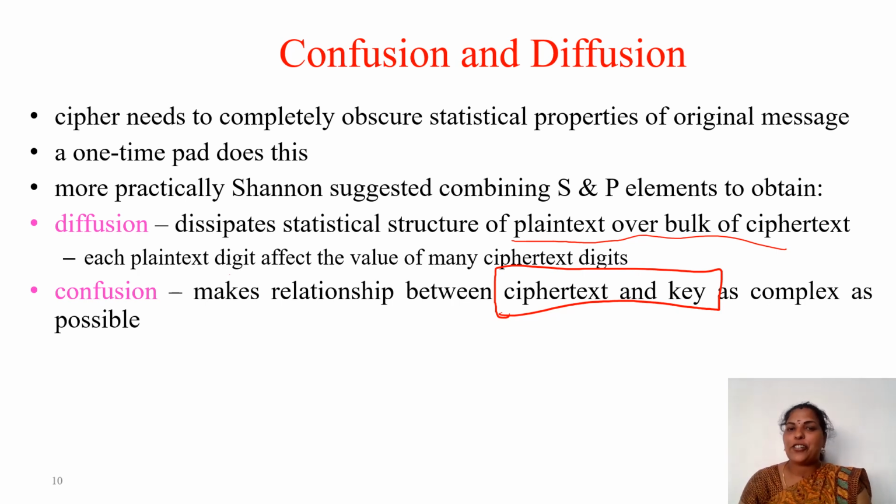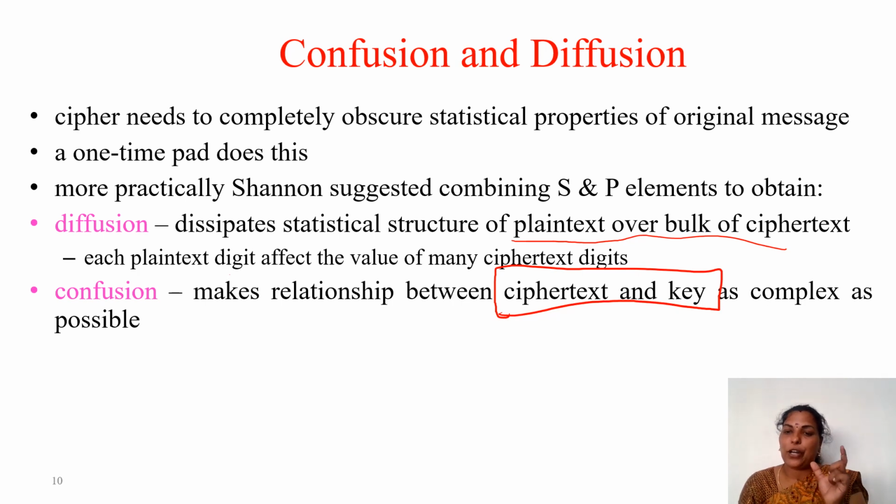So the cipher needs to completely obscure the statistical properties of the original message. The one-time pad surely did this, but other than that we have to think. More practically, Shannon suggested combining substitution and permutation elements to obtain diffusion and confusion. We are mixing substitution and permutation, making so many combinations that it is very difficult for the attacker to break the crypto system. So confusion and diffusion are very important.